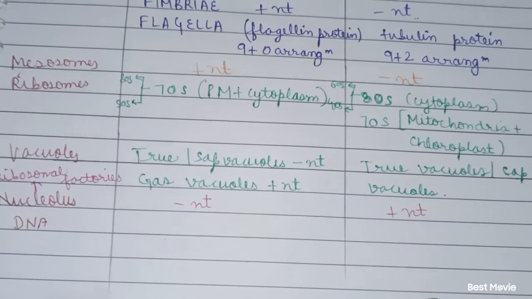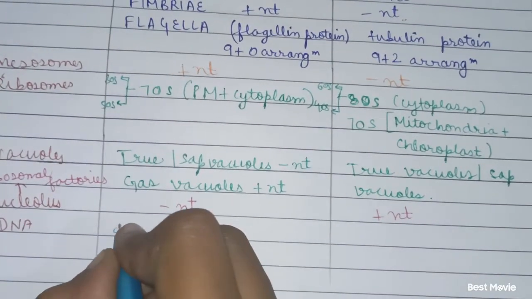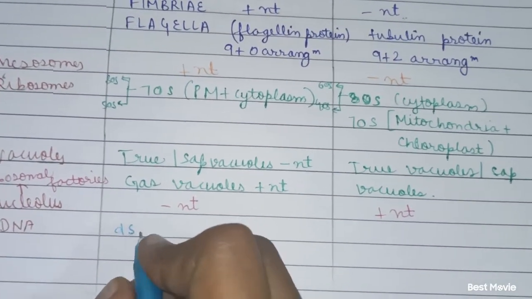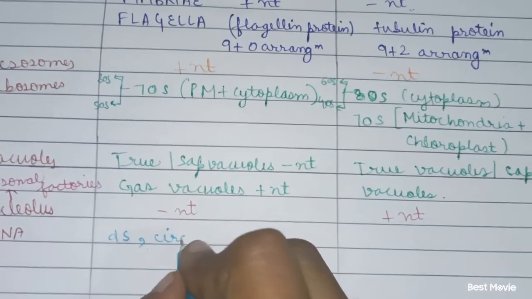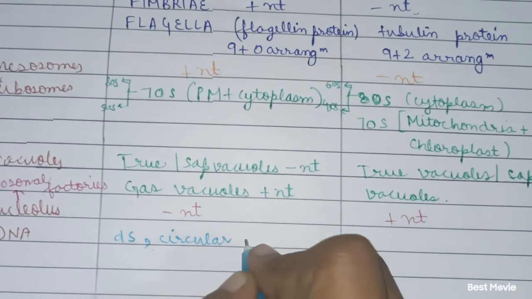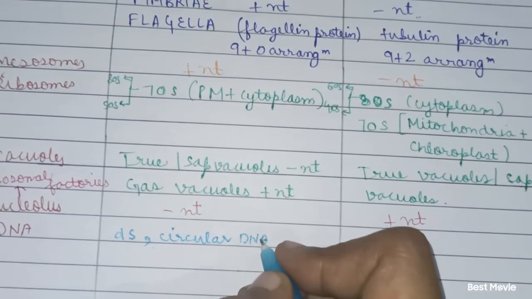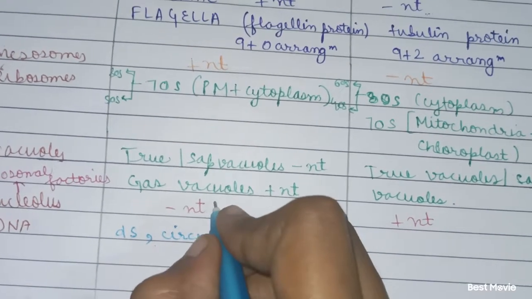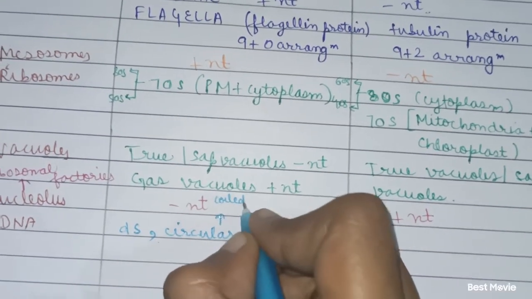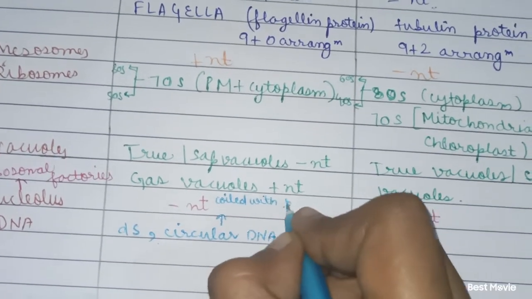The next difference we have is on the basis of DNA. In prokaryotes we have double-stranded circular DNA. Here DS stands for double-stranded. It is coiled with the help of polyamines.